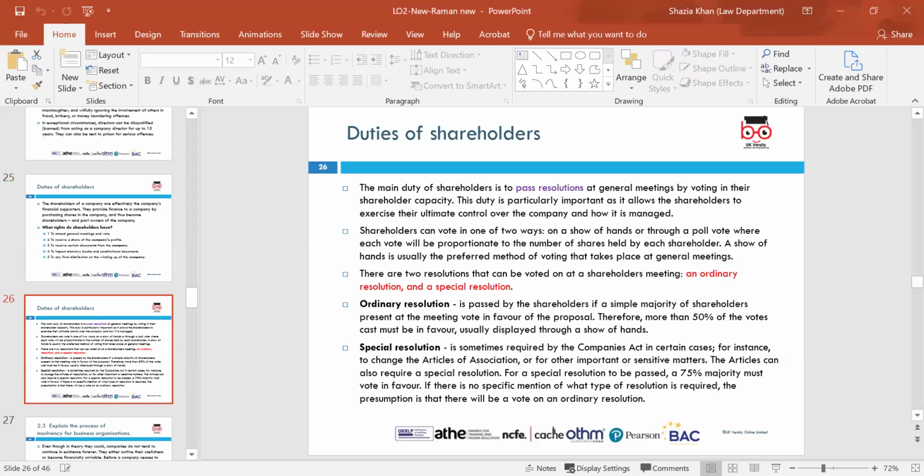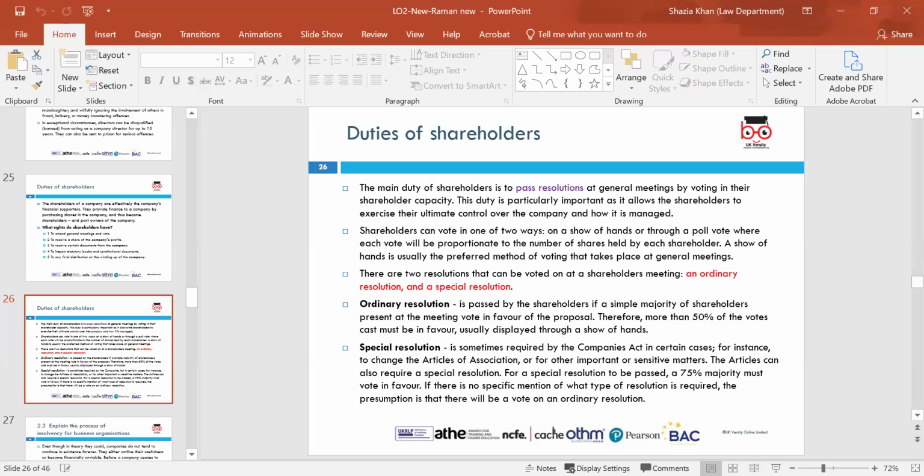So shareholders can also be directors of the company. Whilst directors are responsible for the day-to-day management of the company, making decisions, shareholders have specific roles and duties in relation to the control of the company, which we've had a look at above as well. So attending general meetings, annual general meetings, duties. So the main duty of shareholders is to pass resolutions by voting in their shareholder capacity.